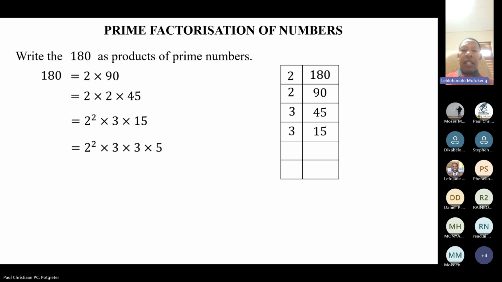Again, 3 is still dividing into 15, and then 15 divided by 3 will be 5. And then we divide 5 by 5, and we will get 1. Once we see 1, note that we are done with prime factorization. And then we have to express our prime factorization in the form of exponents. You'll see why we have to do that.